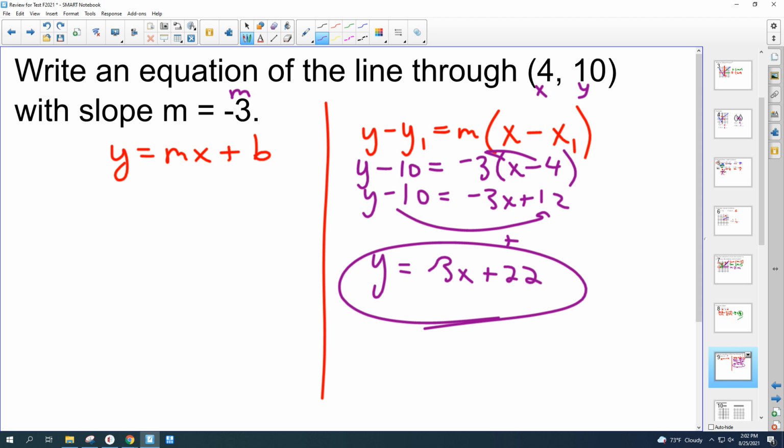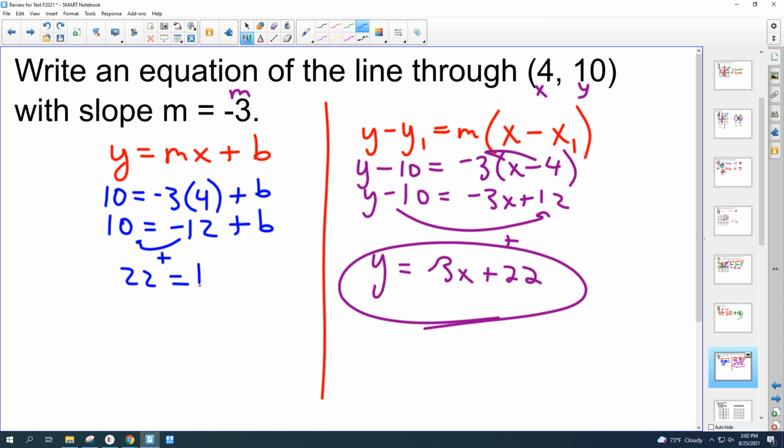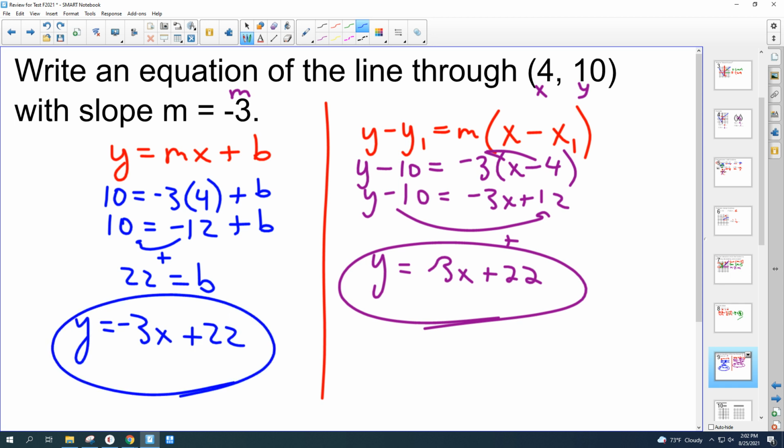So if you do it the other way, some people prefer to say, well, I've got a y number, and I've got an m number, and I've got an x number. I just don't have that b number. So we can find the b number. This is the way I always used to do it. Add the 12 over. That's going to give me 22 as my b number. And now I can write down my equation. I've got my m is -3, and I've got my b is 22. Either way you want to go, it's the same thing, -3x plus 22.